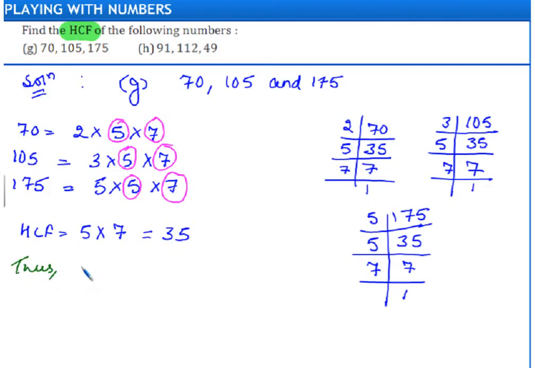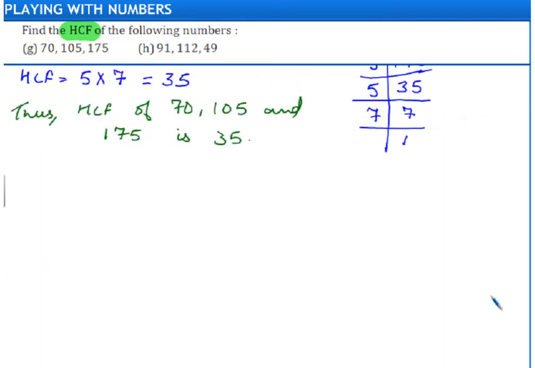Thus HCF of 70, 105 and 175 is 35. Now let us proceed on to the next part.